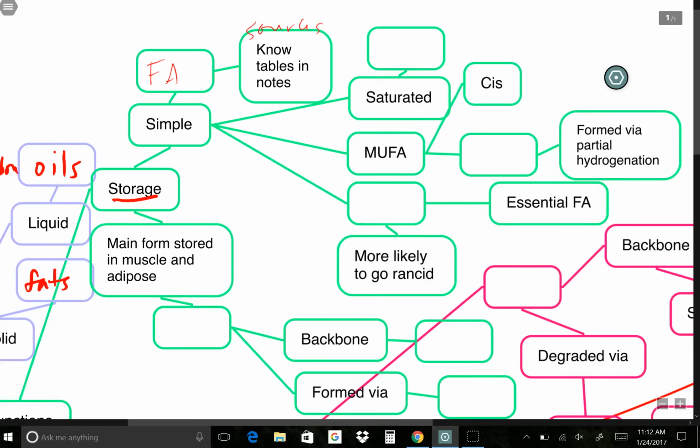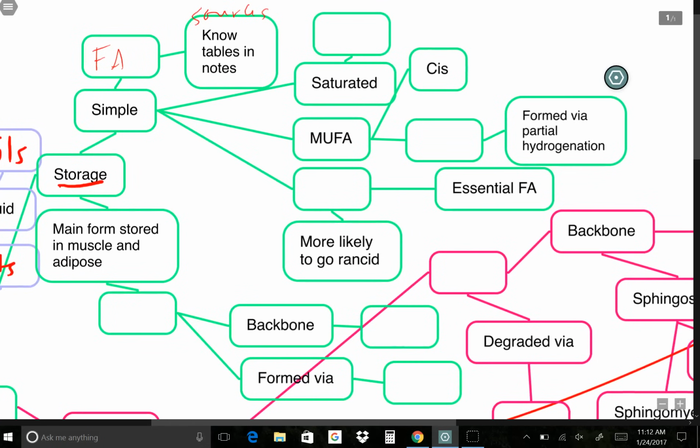With our simple fatty acids, we can break them down as to whether they're saturated or unsaturated. With our saturated fatty acids, those are the ones that have 0 double bonds. No double bonds, they're completely saturated with hydrogens. Our MUFAs and PUFAs are the ones that have some double bonds in there at least. These collectively are referred to as our unsaturated fatty acids.